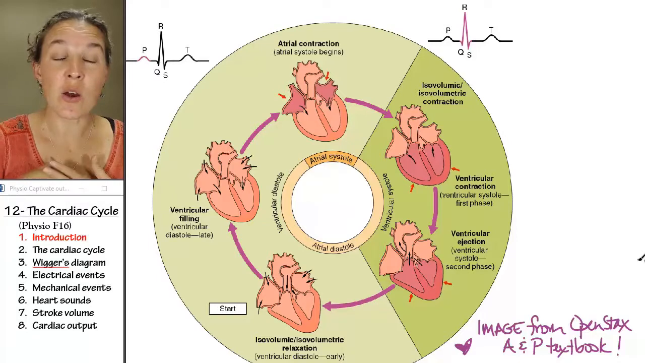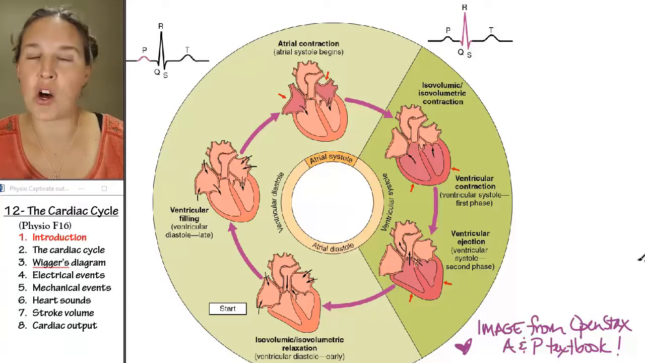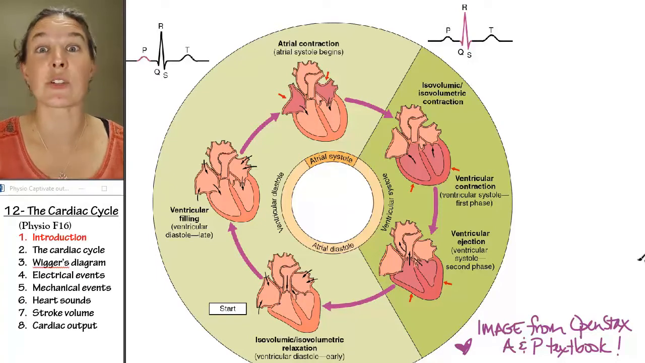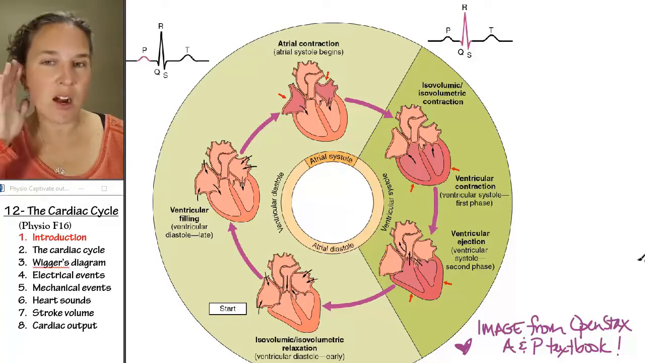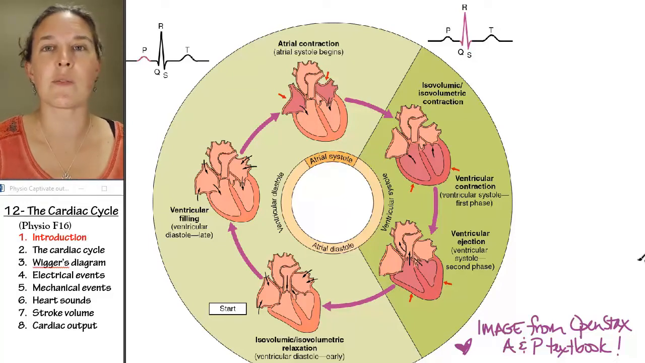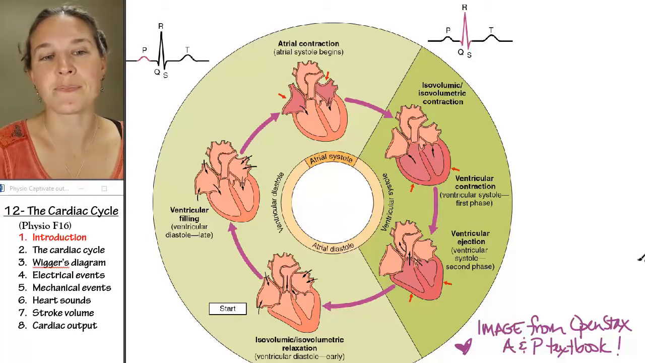And then we're going to break it down, and we're going to look at the different volumes that we see. We're going to look at the electrical activity. We're going to look at heart sounds, and then we're going to talk about some clinically relevant measurements that we can make using heart function.